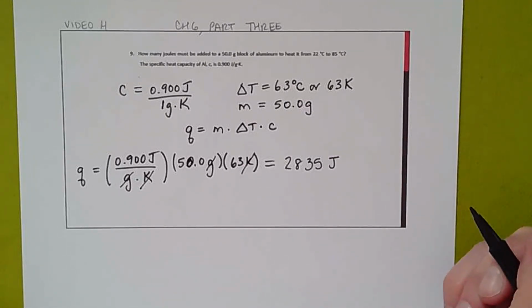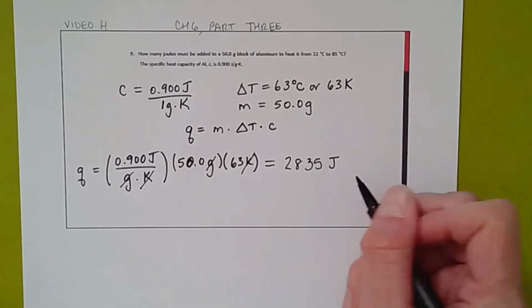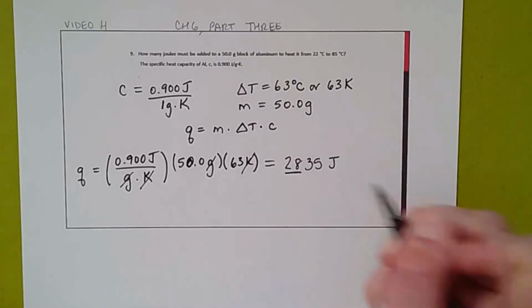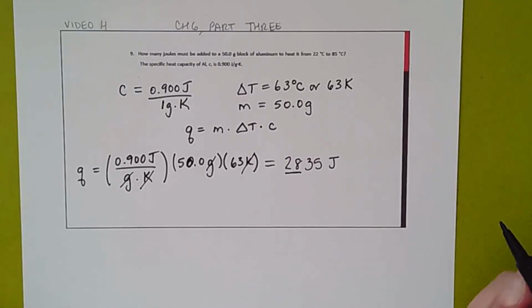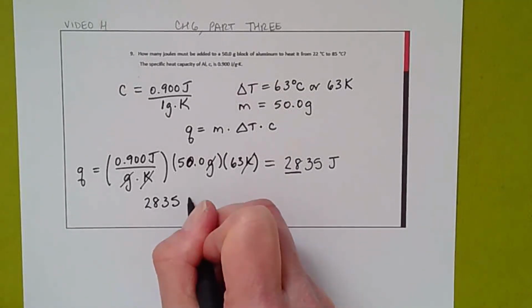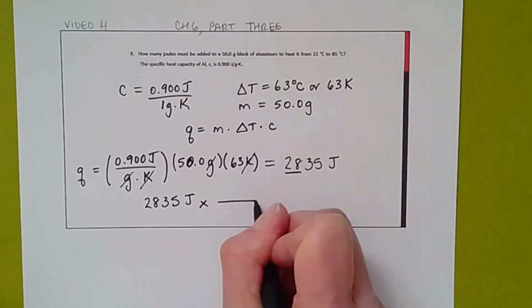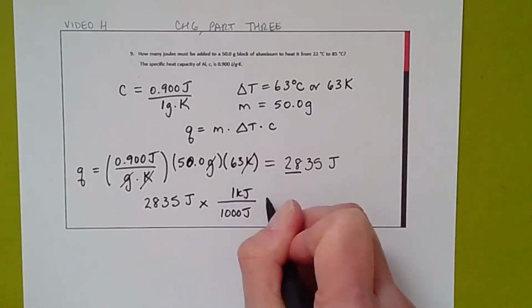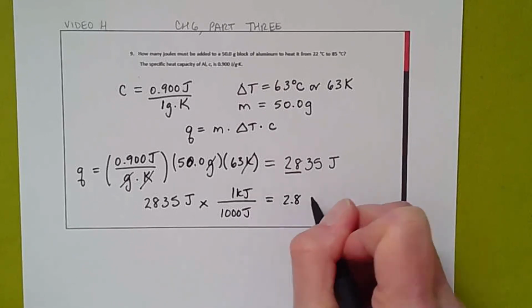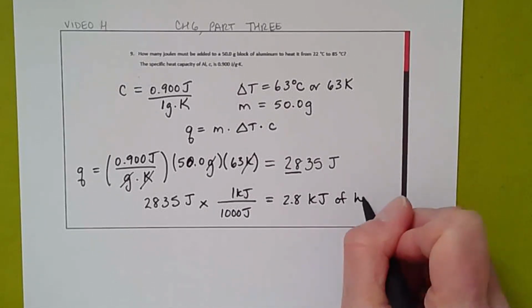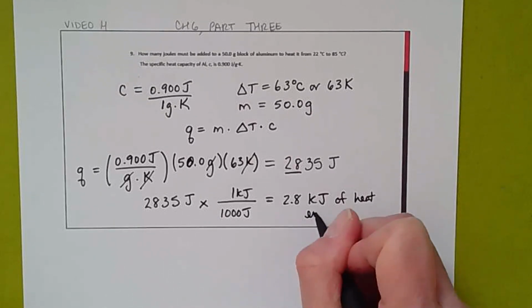Let's see, it doesn't specifically ask me for kilojoules, but I'm going to go ahead and change it to kilojoules, and I'm going to just keep my first two significant figures. So 2835 joules divided by 1000 joules per kilojoule gives me 2.8 kilojoules of heat energy.